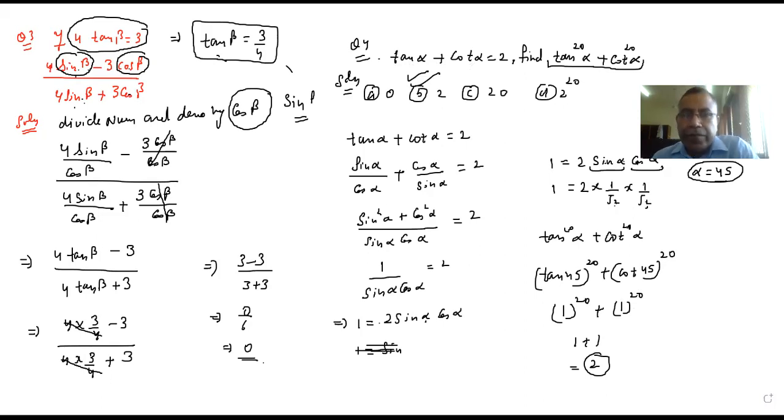So what you have to take care, you have to solve this identity first. I have solved this identity. I have converted tan into sine over cos, cot into cos over sine. Then I have solved. My net value is 1 is equal to 2 sine alpha cos alpha. So 2 times sine 45, 1 by 2, cos 45, 1 by 2. Clear? So from here, I have calculated alpha is equal to 45. I have substituted the value of this to get my answer.